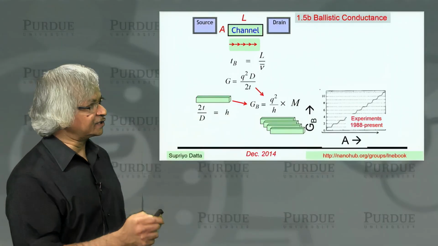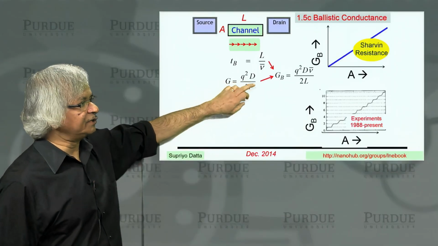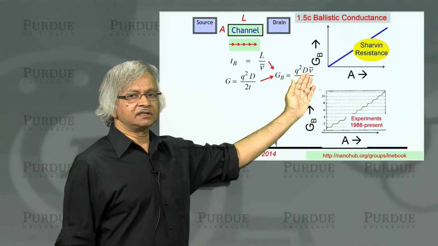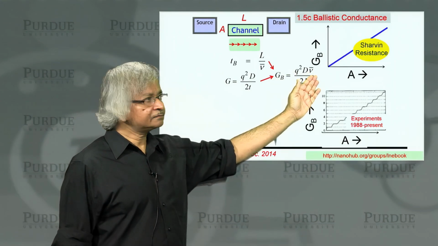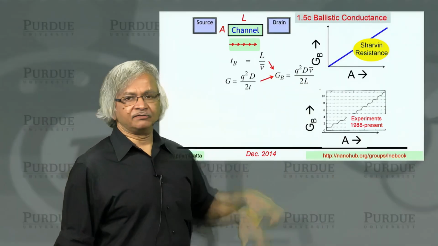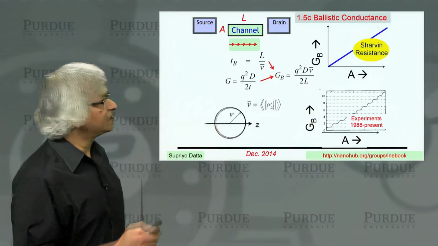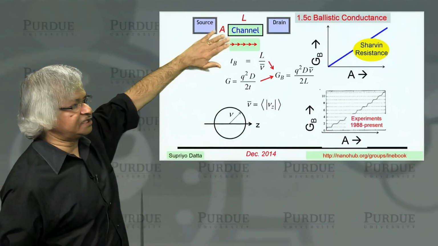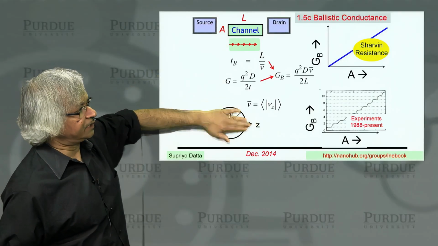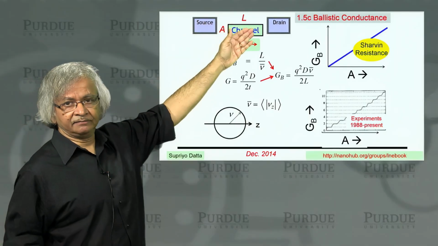For the moment, let's just go back to the old result, which is the ballistic conductance is given by this product of density of states and the velocity. And this is this Sharvin resistance. And this is the average velocity. So what do you mean by average? Well, the idea is that in this channel, we are interested in the velocity along the z direction. That is the direction from the source to the drain.